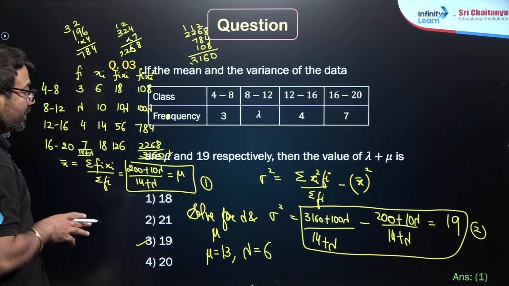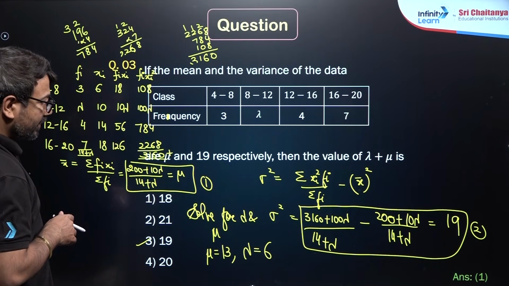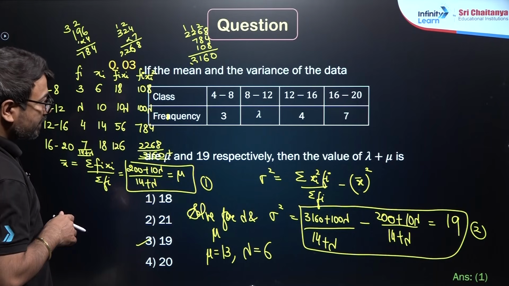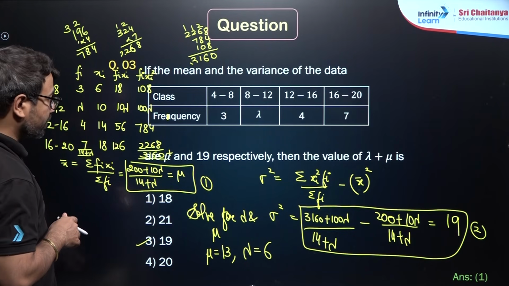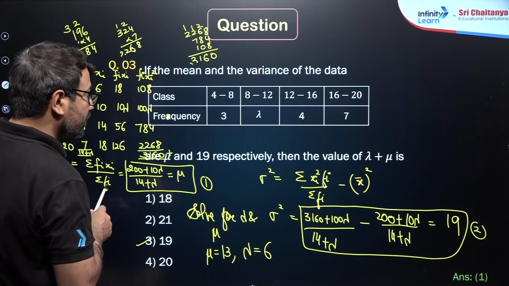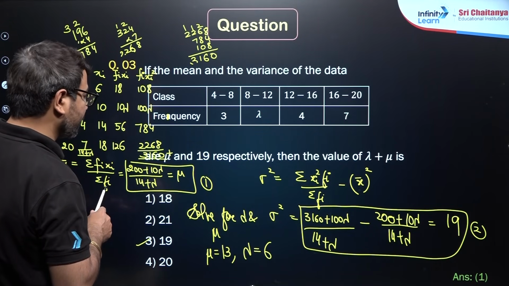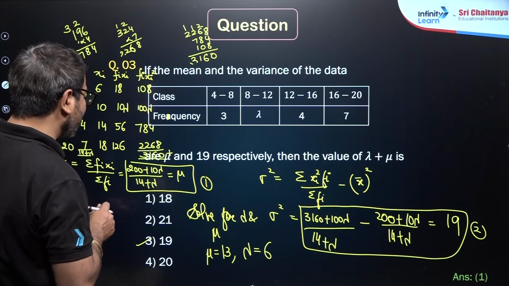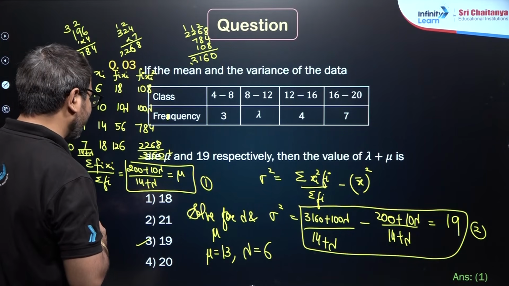Lambda plus mu is coming out to be 19 over here, because if you add 13 and 6 you will have 19. Just a minute, have I made any error? They have given the first option over here. All right, as an answer they have given the first option, but the value of lambda and mu I'll just verify also.